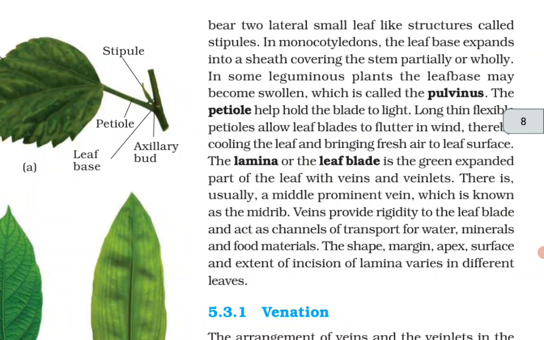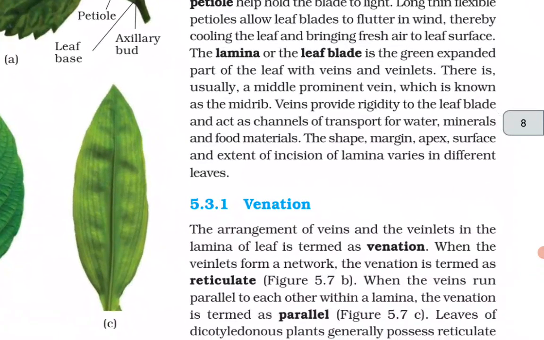There is usually a middle prominent vein which is known as the midrib. Veins provide rigidity to the leaf blade and act as channels of transport for water, minerals and food materials. The shape, margin, apex, surface and extent of incision of lamina varies in different leaves.